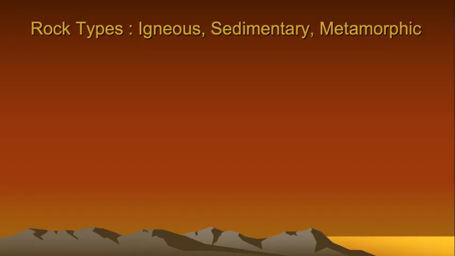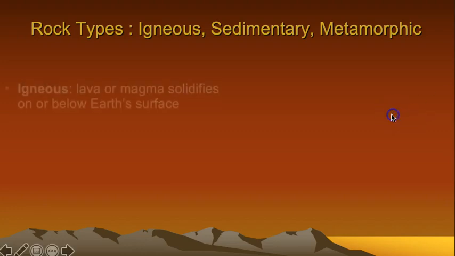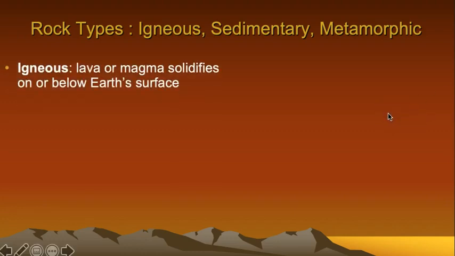Three rock types are recognized on Earth: igneous, sedimentary, and metamorphic, each of which form through distinctive geologic processes. Igneous rocks form when lava solidifies on Earth's surface or magma solidifies below ground. The origin for intrusive igneous rocks is miles deep inside the Earth.